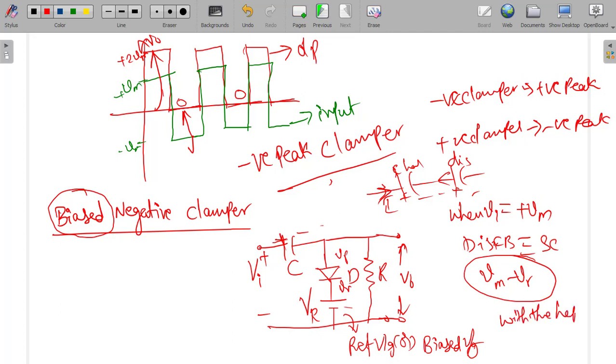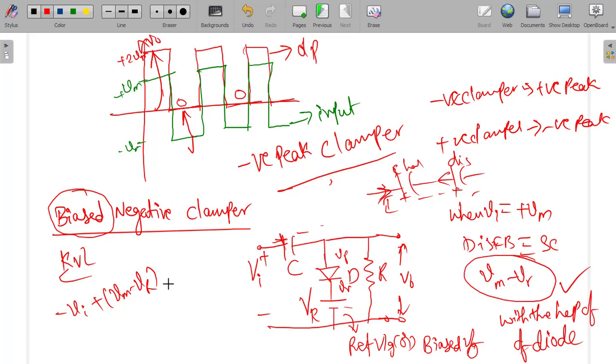Now with the help of the diode, the voltage that appears across the capacitor will be Vm minus Vr. Now let us apply KVL. What is KVL here? Minus Vi, nothing but the input voltage, plus Vm minus Vr, which is nothing but your capacitor voltage, plus V0 is equal to 0.